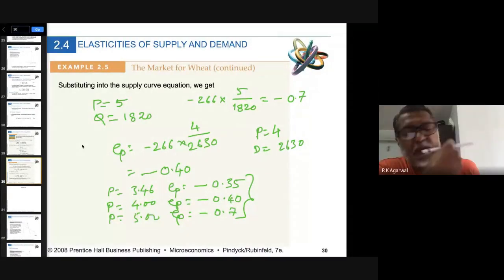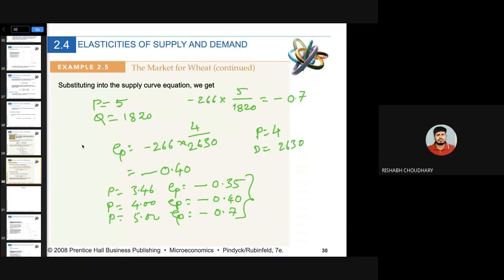The logic is that if the price increases, then the consumer won't want to purchase that product. They will wait for the price to decrease. Price will increase and quantity will decrease, so due to which the elasticity will also increase.